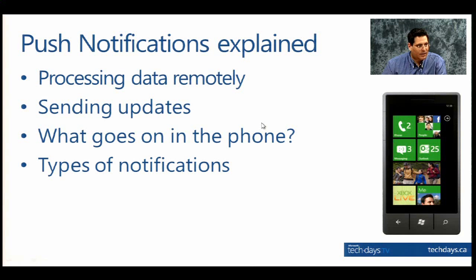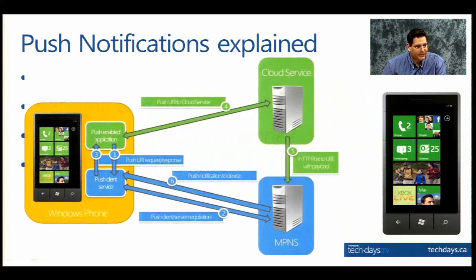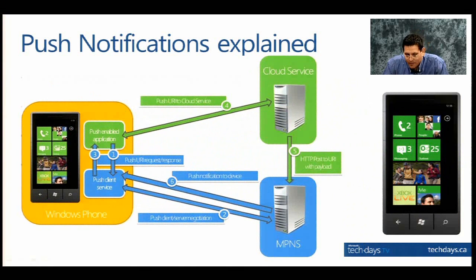Let's take a look at that diagram. There it is. Please follow the steps as numbered. At first, we have a running application which requests a push notification URI from what's called the push client service. This is a service that's running on our phone, the operating system service.